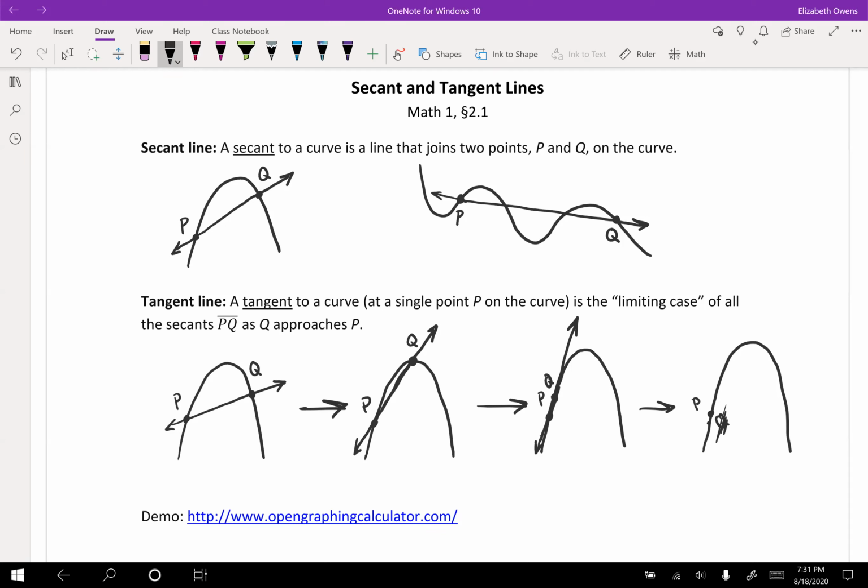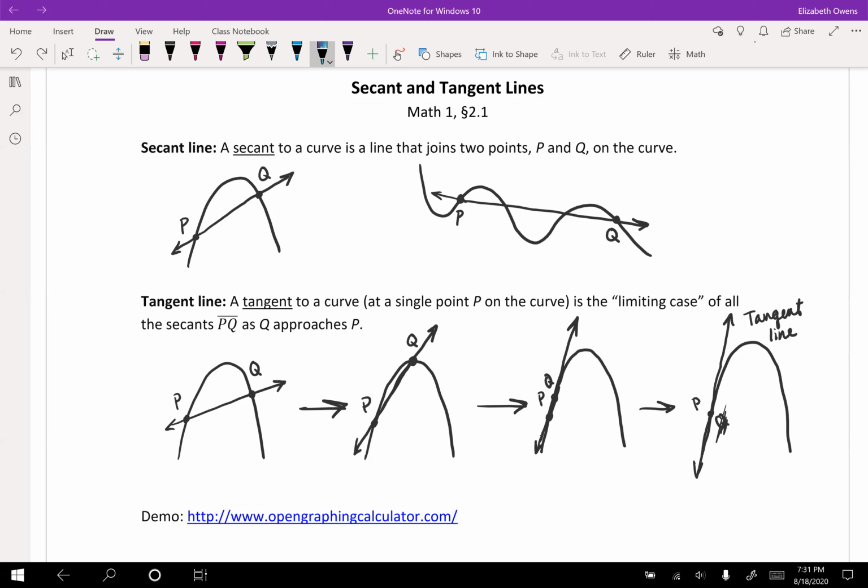And now our line looks like this. The 2 points have come together. This is the limiting case of all those secants. And this is now a tangent line. So that tangent line just touches the curve very lightly at that one single point right there. Comes in and touches. That's our limiting case of all the secants.